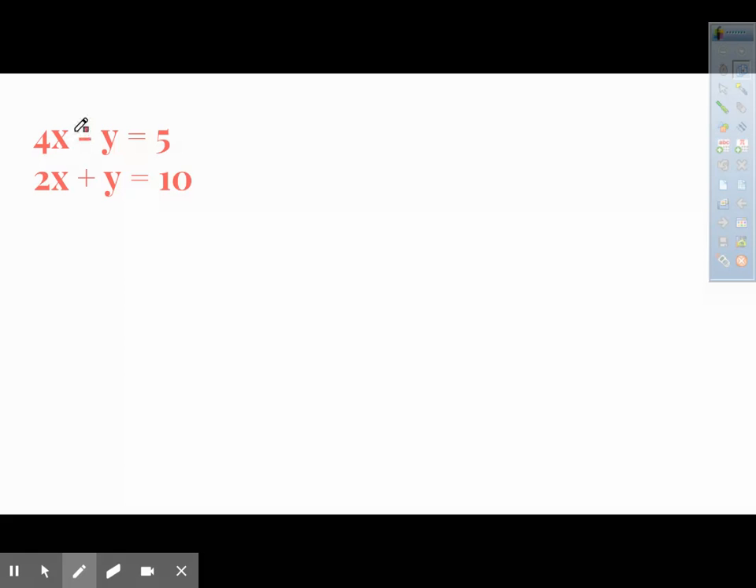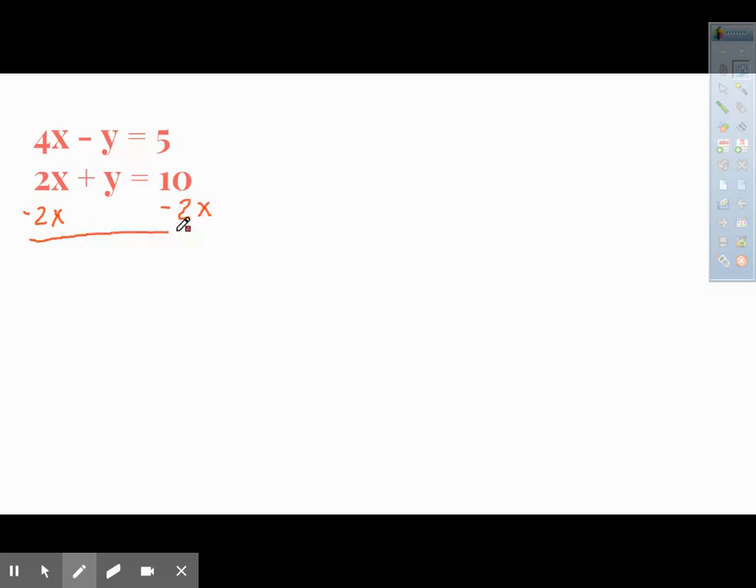Okay. Well, with this one, you'll subtract 4x and then you'll divide by negative 1. And then with this one, you'll subtract 2x and then be done. So it's really up to you which one you're going to want to do. I'm going to go with the bottom because that way I don't have to worry about that negative sign.